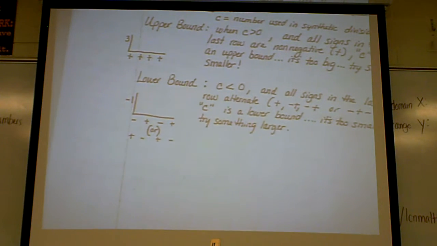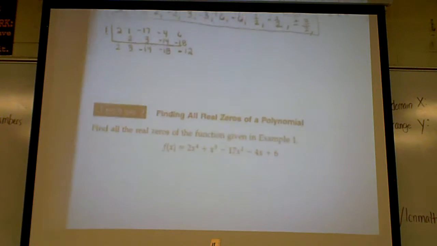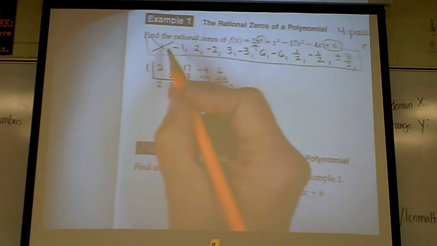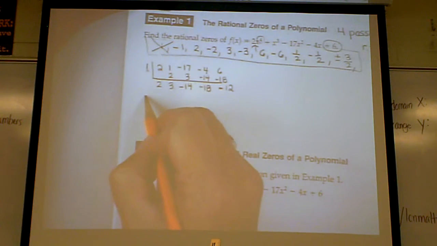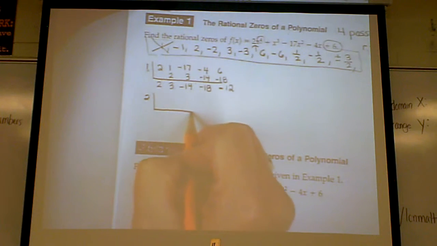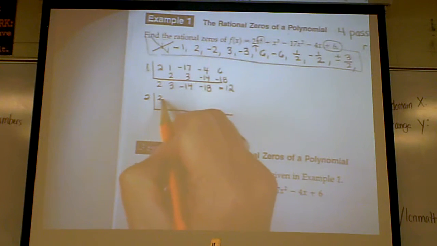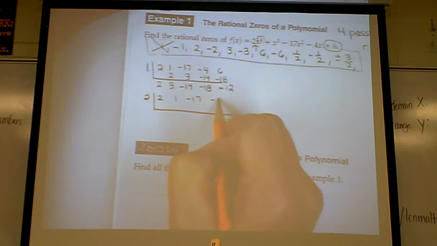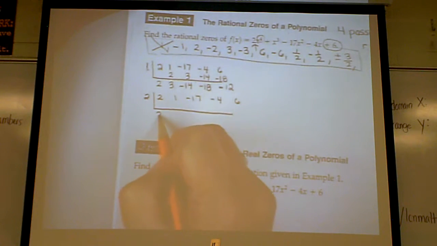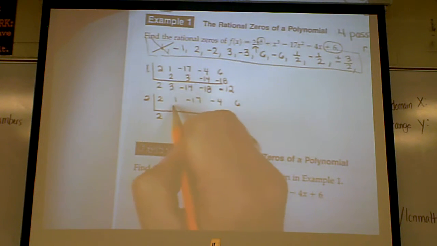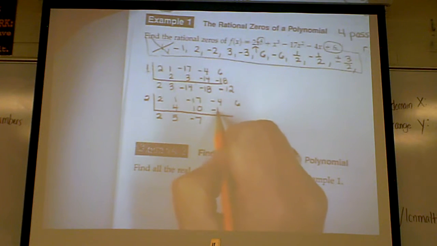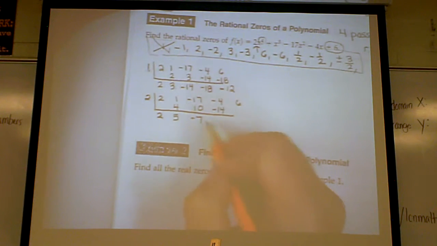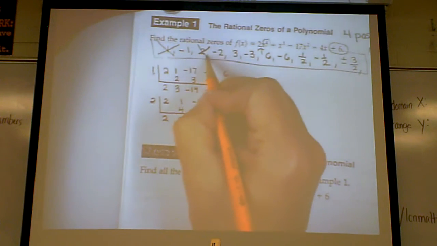Okay, so keep that in mind. So, we don't know, 1 didn't work, but this is not an upper bound because of these negatives. So let's go to 2. We're gonna put 2, 1, negative 17, negative 4, and 6. Bring down the 2, and let's do synthetic division. 2 times 2 is 4, and you get 5, multiply 10, negative 7, negative 14. And what's happening, it's not gonna work. I'm gonna stop. So 2 didn't work. Let's try 3.